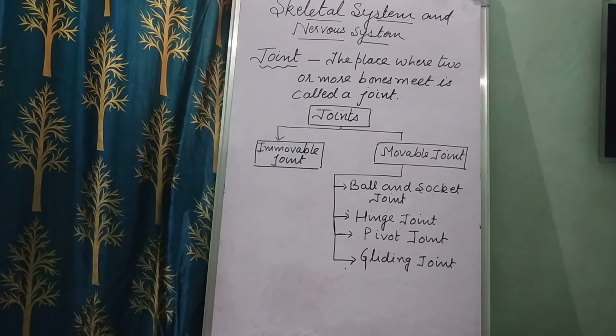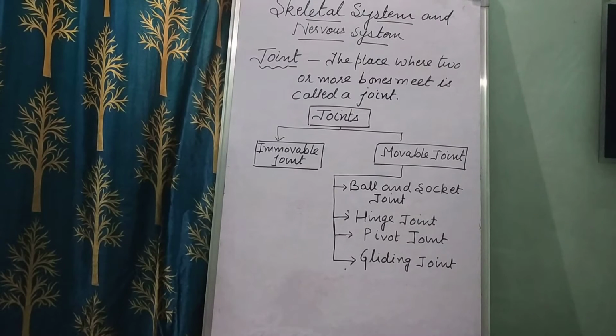So children, what is a joint? You know, the place where two or more bones meet is called a joint. Okay. So what is a joint? A joint is a place where two or more bones meet. Okay. So there are two types of joints. One is an immovable joint and the second type of joint is movable joint. So first I am going to talk about the immovable joint.